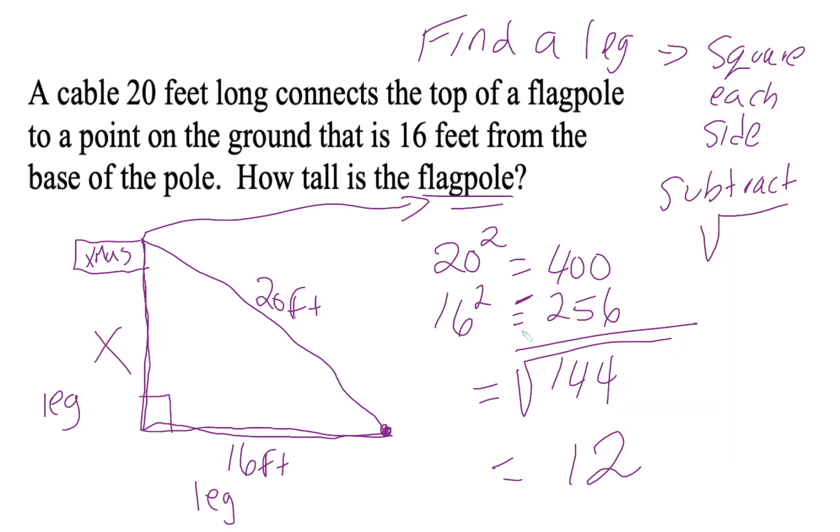So again, let's recap. If you have both your legs, I want you to square each leg, add them, and take the square root. If you only have one leg, you're going to square both the sides, you're going to subtract, and then your last step is to take the square root. And remember, when you have to subtract, make sure the bigger number, which is the hypotenuse, is first.